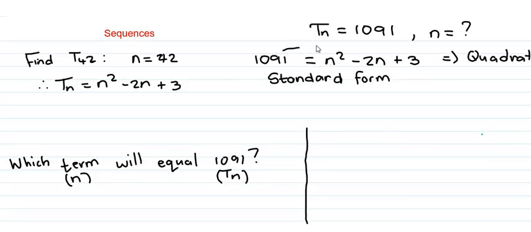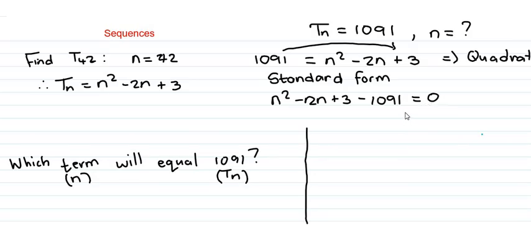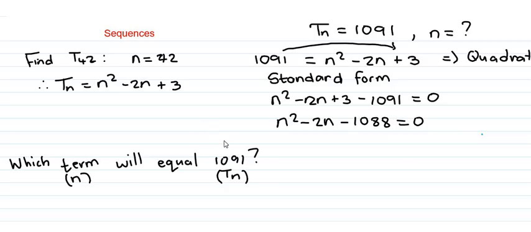So to write in standard form, we transpose this term to the other side. And then we get n squared minus 2n plus 3 minus 1091 equals 0 on the other side. And then simplifying this further, we have n squared minus 2n minus 1088, which equals 0.